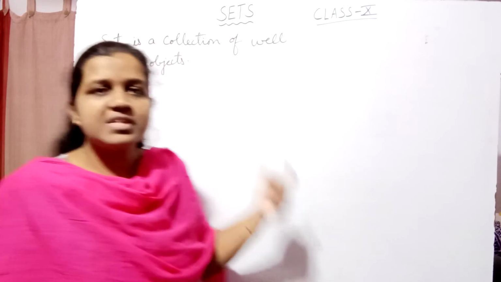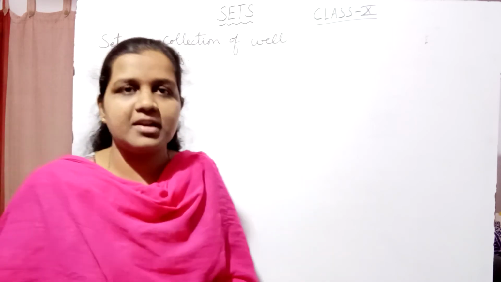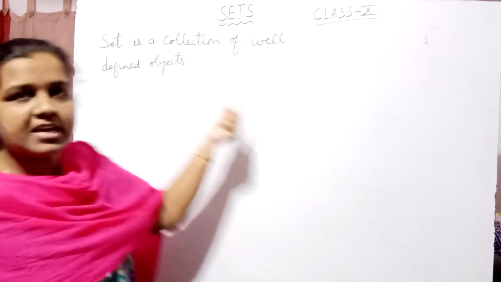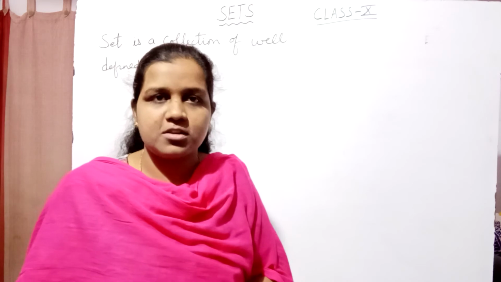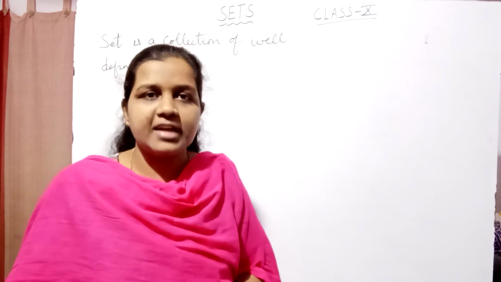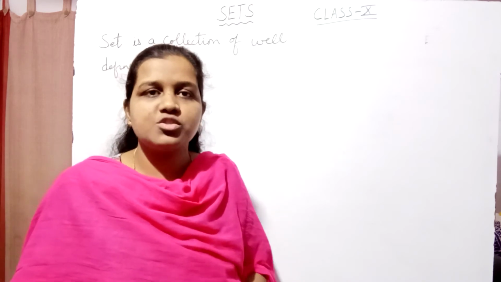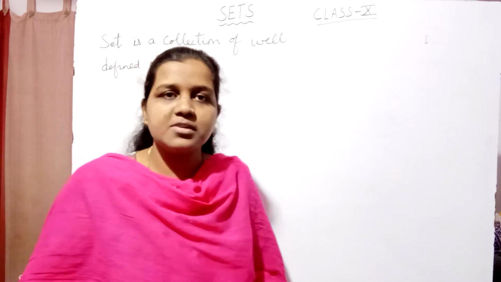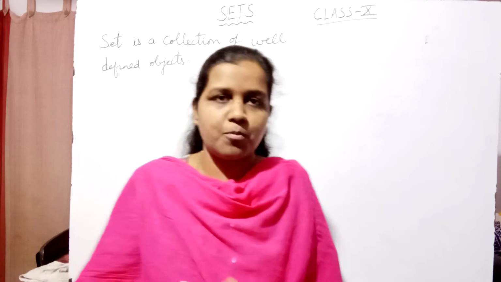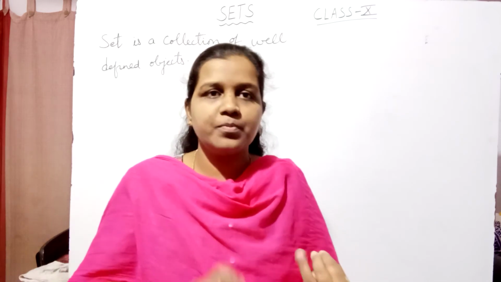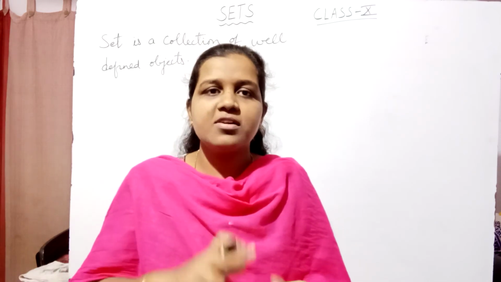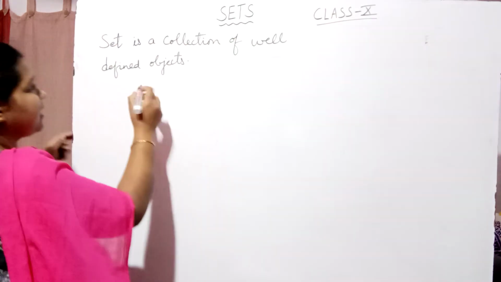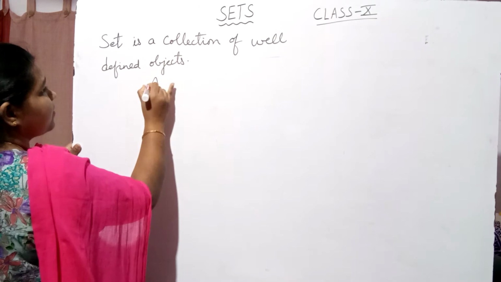Generally these sets are denoted by capital letters, and the objects in the set are called elements of the set. For example, if I take the set of first 5 prime numbers, we know what prime numbers are. One is neither prime nor composite, so it is 2, 3, 5, 7 and 11. Let us take it as set A.